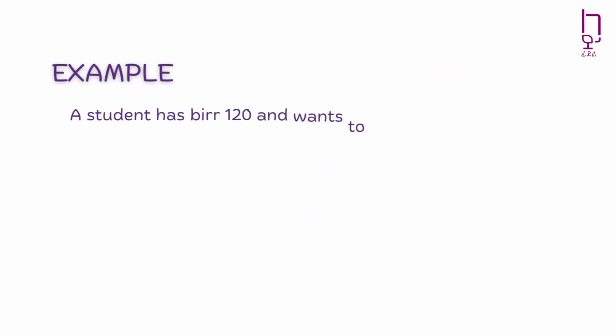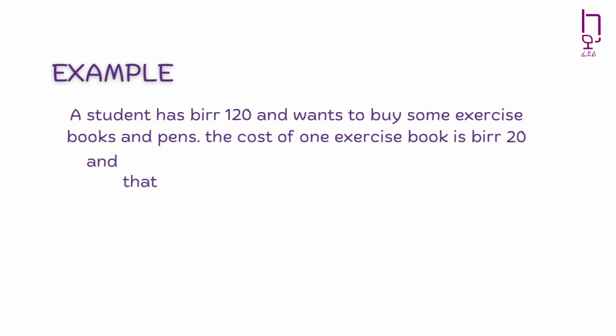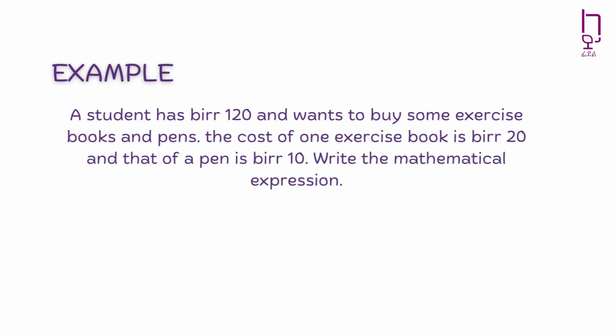Okay, let's look at one example. Very simple example. A student has 120 birr and wants to buy some exercise books and pens. The cost of one exercise book is 20 birr and that of a pen is 10 birr. Write the mathematical expression. So there are two things: exercise book and pen, right? One pen costs 10 birr and an exercise book costs 20 birr. If I put 20 times x, it tells me how much money I can spend on exercise books, where x is the number of exercise books.